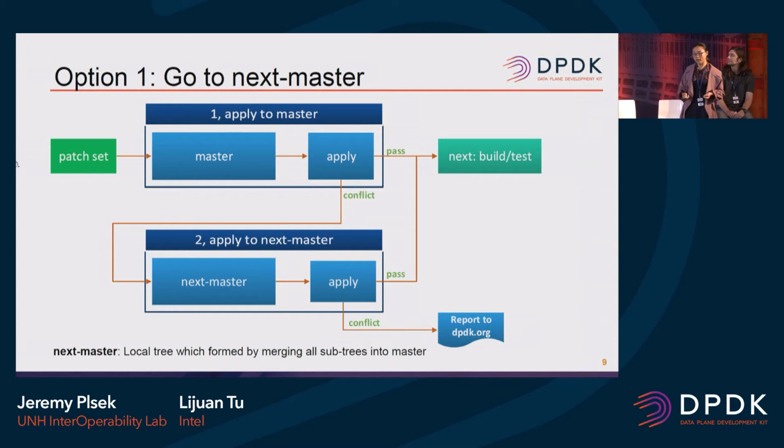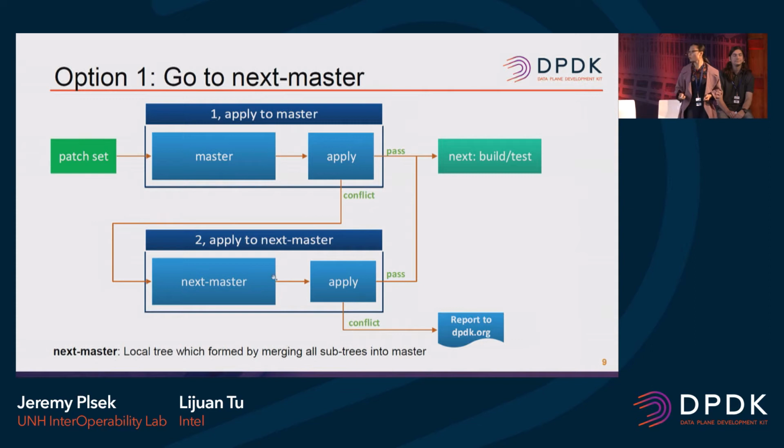Let's have a look at option 1: go to the next master. When we receive a patch set, we will first go to the legacy mode. We will first apply it to the master tree. And if the apply succeeds, we will directly go to the next steps, the build and the test. If a conflict happens here, we will apply the patch set to the next master.